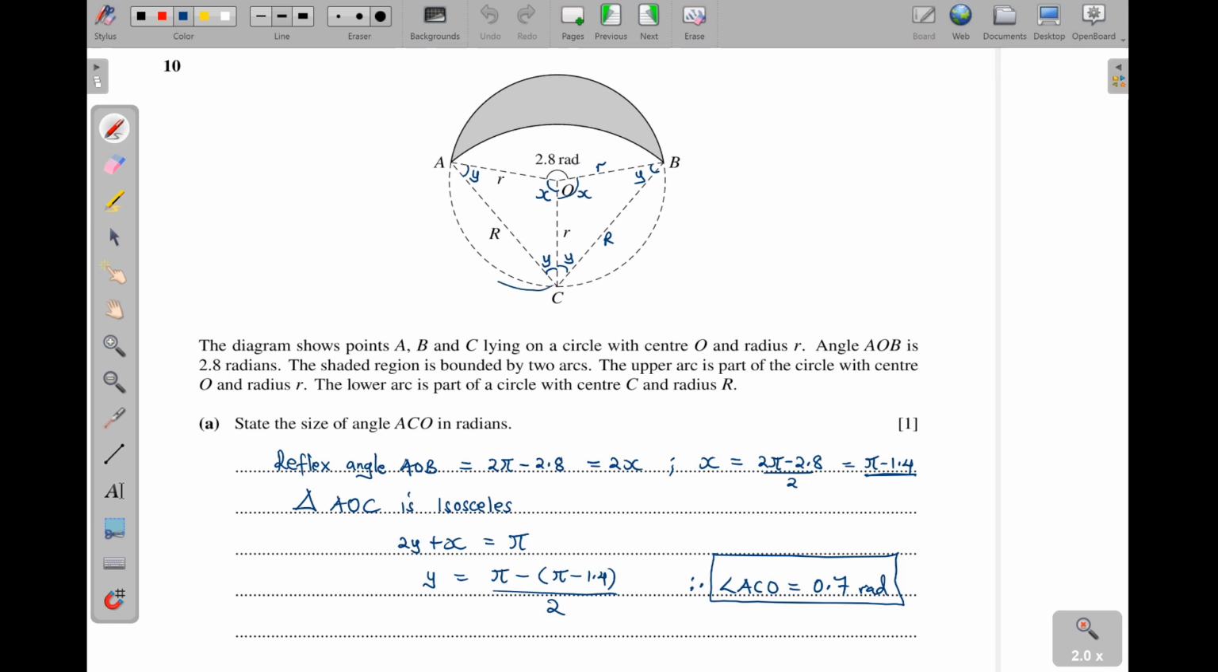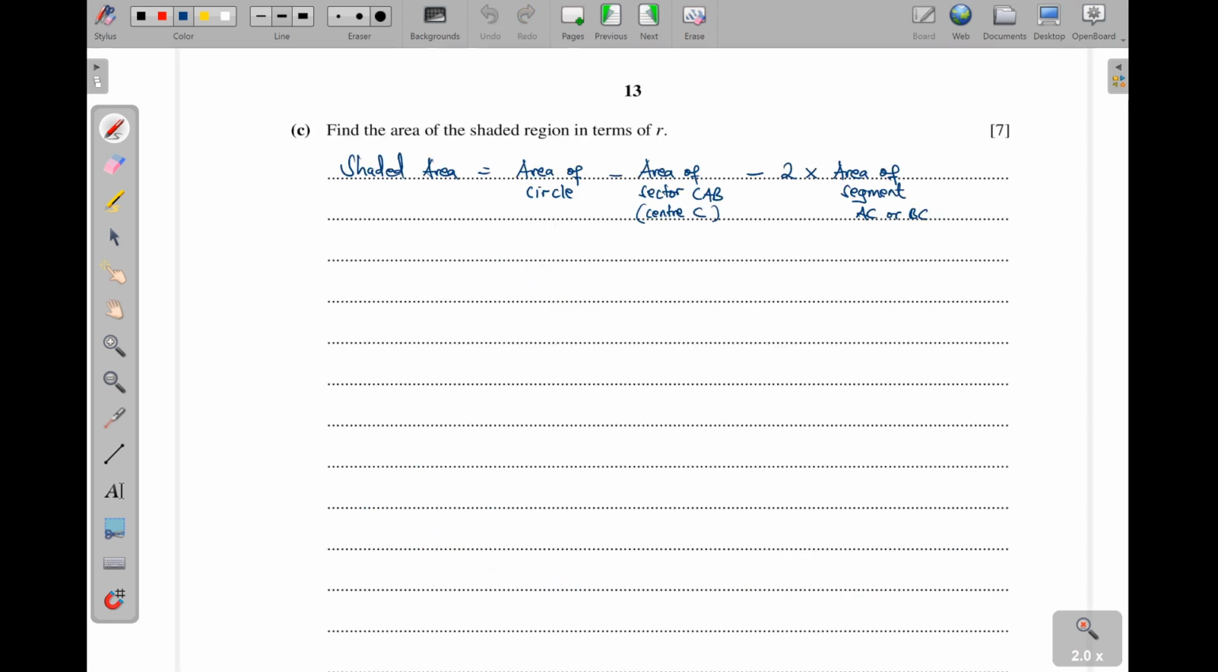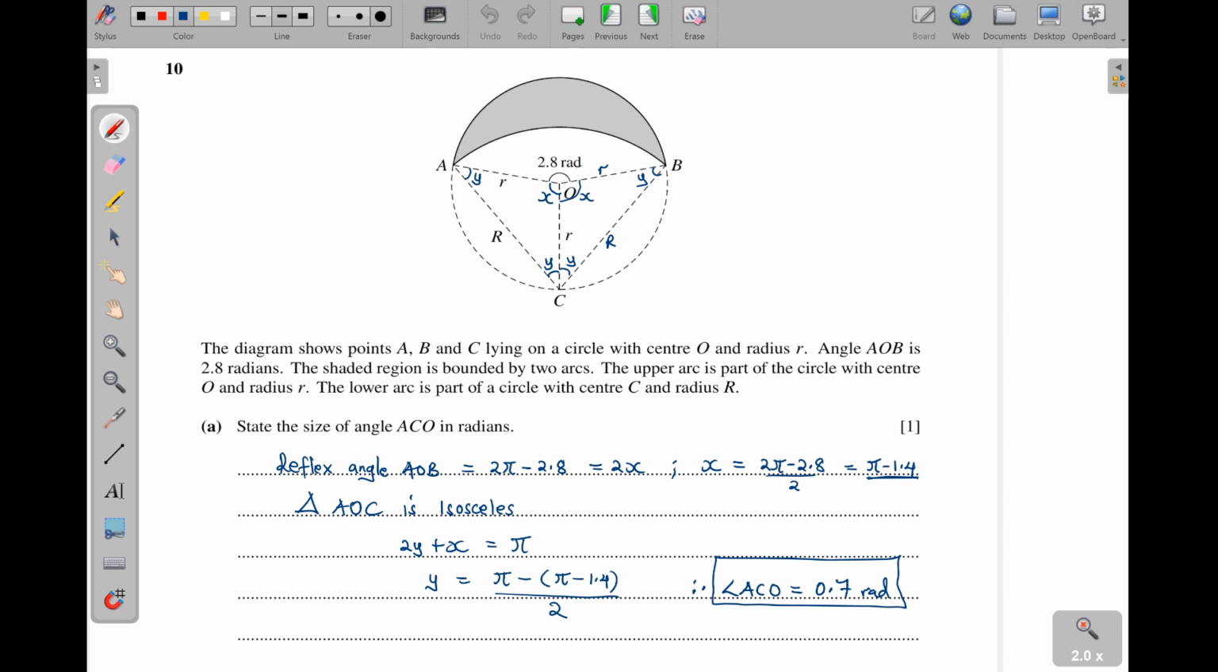This segment here, SC, this whole thing here. Okay, now what do we have as area of the circle? Of course, it is pi r squared, not so? Then minus area of the sector with center C. If we check here, area of the sector is a half r squared theta. But for this sector here, the angle is this one here, 2y.